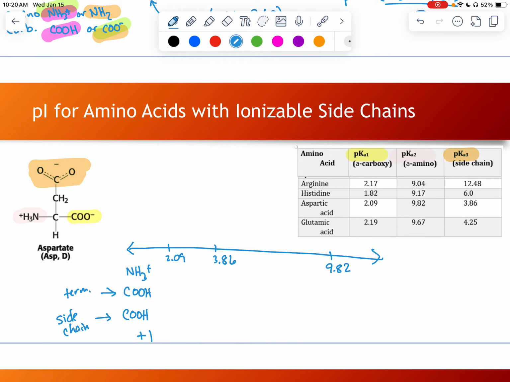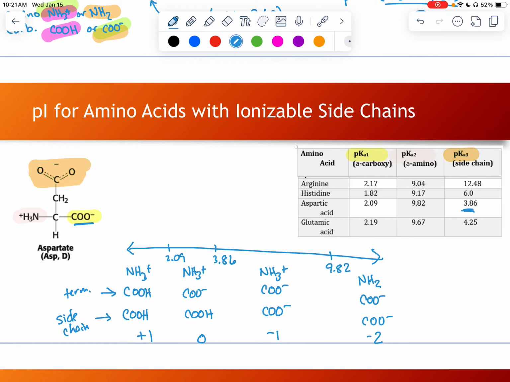So as I pass 2.09, this one's going to deprotonate. So now I've got NH3 plus COO minus COOH. Look at that. There's my zwitterionic form. I've got a charge of 0. We could keep going. If we wanted to know what the charge would be between 3.86 and 9.82, as I pass that 3.86, I am still going to have the amino terminal protonated, but now I've deprotonated the side chain. So now I've got -1 and -2.